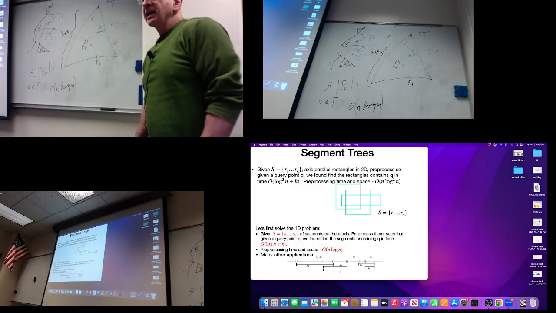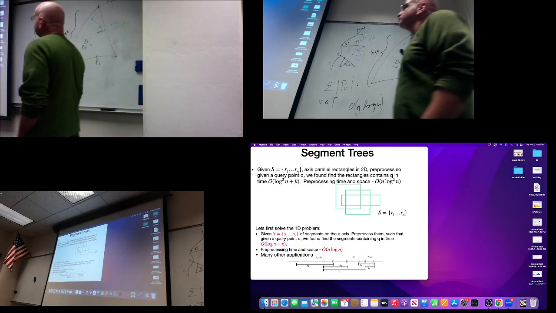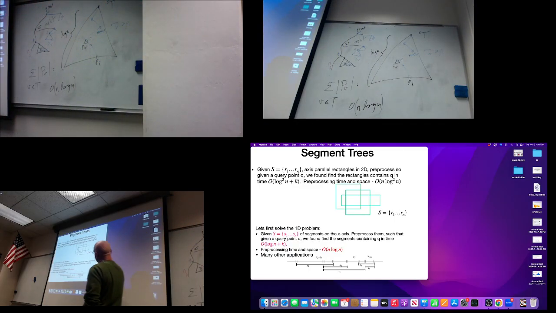So let's talk about segment tree, our next topic. The problem that I really want to solve is I have a set of rectangles. Maybe they intersect, maybe not, I don't know. And I want to give you a query point, and you'll tell me who are the rectangles that contain my query point. Rectangles, axis aligned.